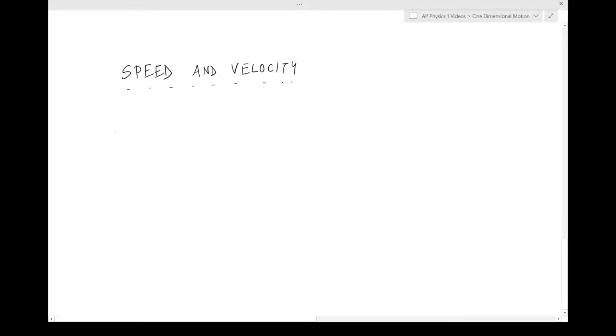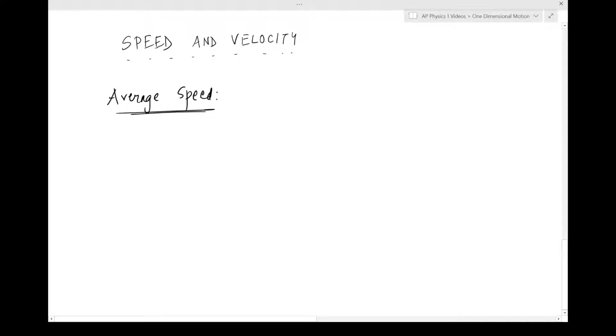First, let us introduce something called average speed. And you'll see why it's important to define average speed first, because later on we'll also define something called instantaneous speed. We'll do the same thing. We'll also define average velocity and then instantaneous velocity. So average speed is simply the rate at which an object or a particle covers a certain distance.